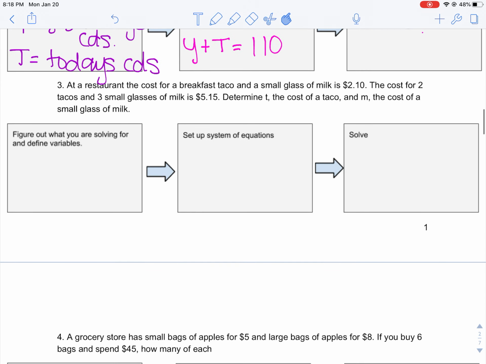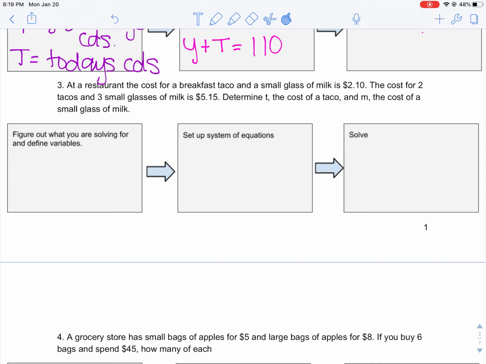The next one says, at a restaurant, the cost for a breakfast taco and a small glass of milk is $2.10. The cost for 2 tacos and 3 small glasses of milk is $5.15. And it wants us to determine the cost of a taco and the cost of a small glass of milk. So I want you to think about this scenario as if you and a friend go to a restaurant to eat. You're not going to pay together, so you're going to have 2 separate bills.